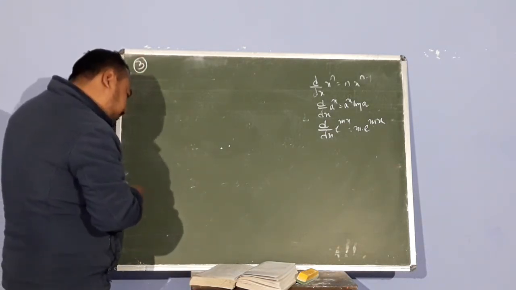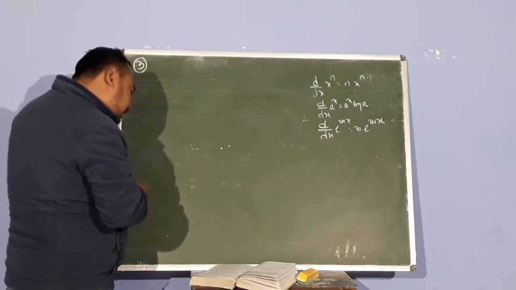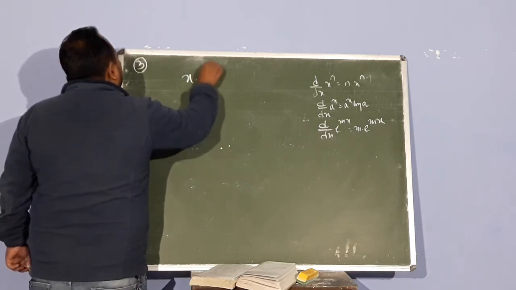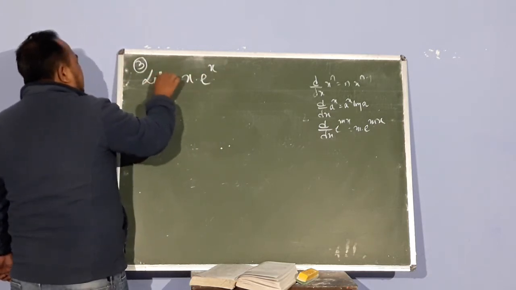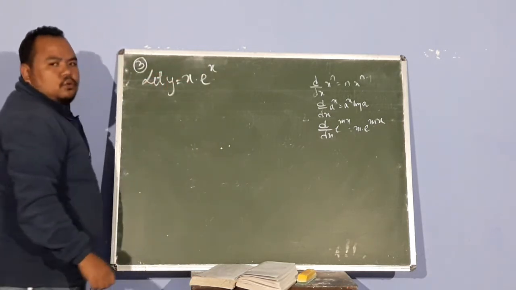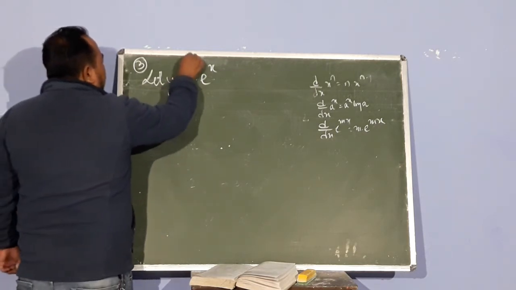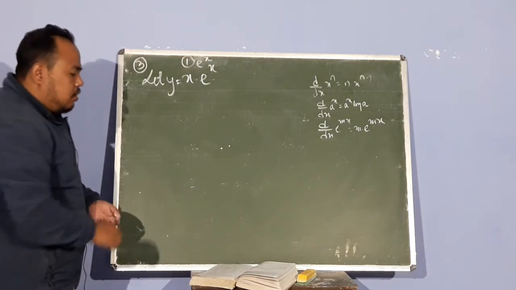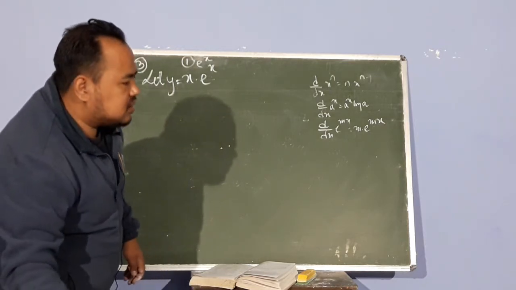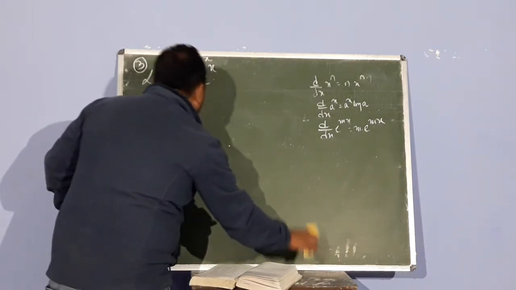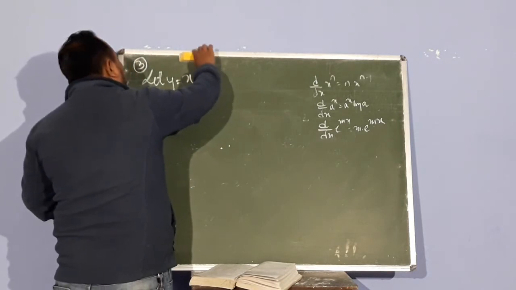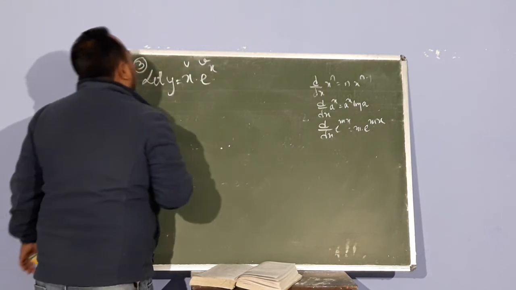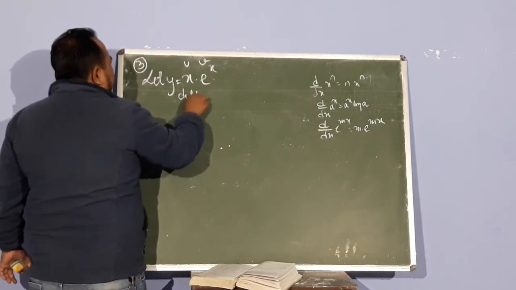Question number 3 is a bit tricky because they are telling us to differentiate x into e to the power x. You start by writing let y equal to this. You know the differentiation of x is 1 and the differentiation of e to the power x is e to the power x. But you cannot write this because there is a multiplication sign. So I have to use product rule. What are we supposed to use out here? Product rule. So this becomes your u and this becomes your v. So what do I get?